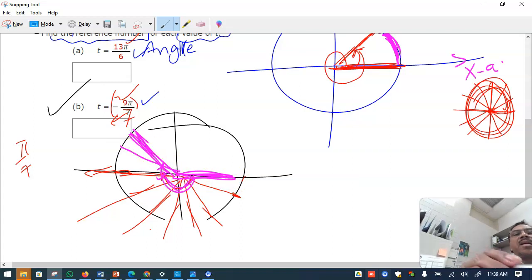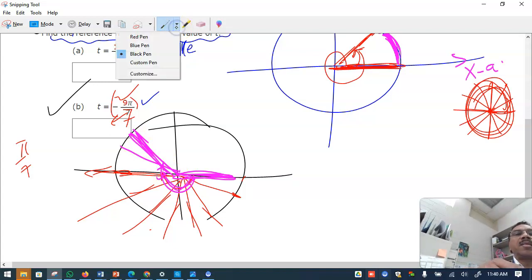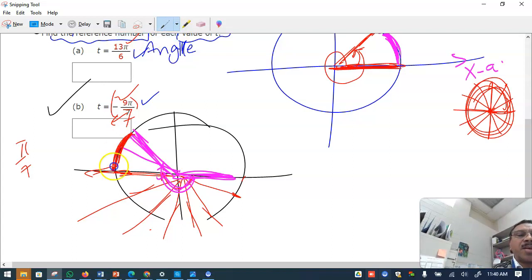So the reference number is the arc length. It means it is the distance from this point, this part. This is how it is. So there are 2 of them, so this answer is just 2 pi over 7.